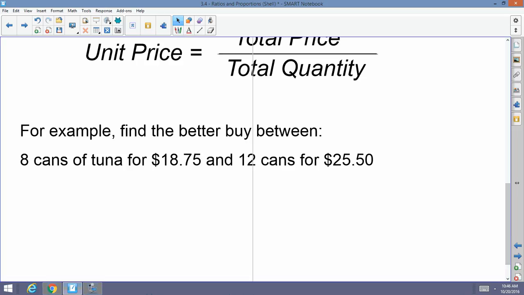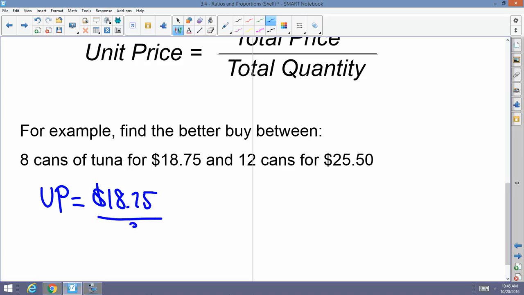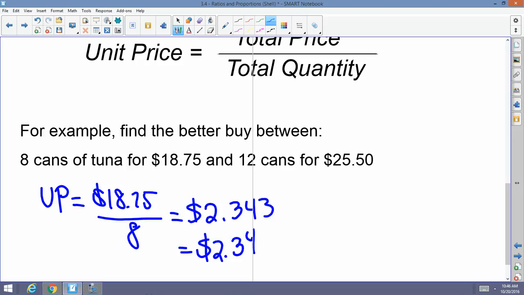So the unit price here is price per quantity. So price of $18.75 over the quantity of 8. That is going to give me a unit price of $2.343, which I'm going to round to $2.34 per 1 can. So for the first deal, I'm paying $2.34 per can.